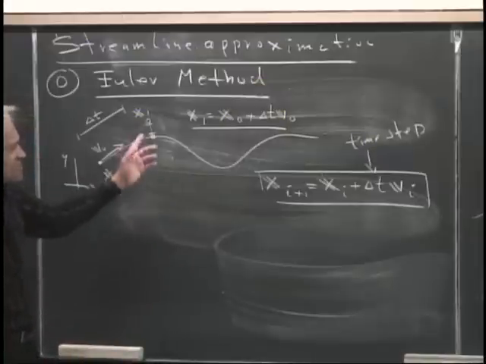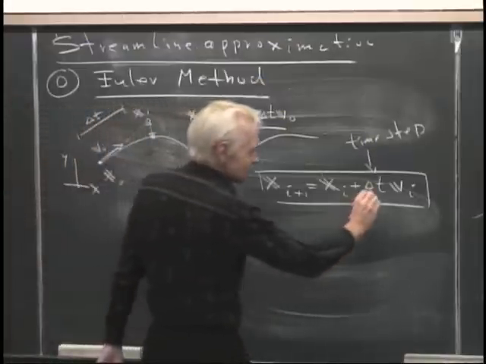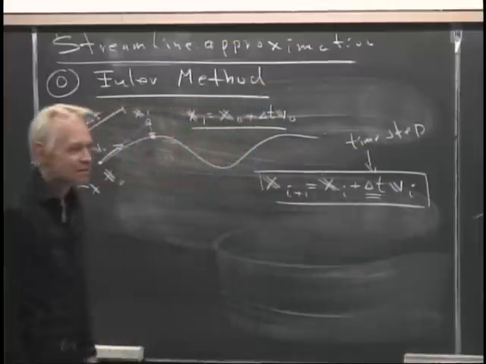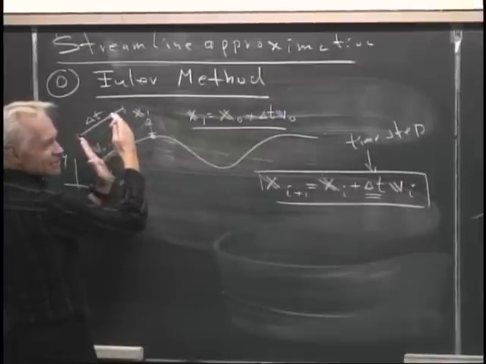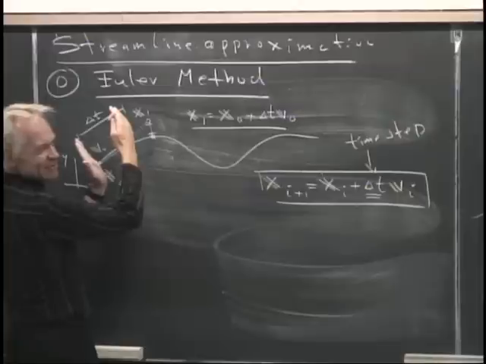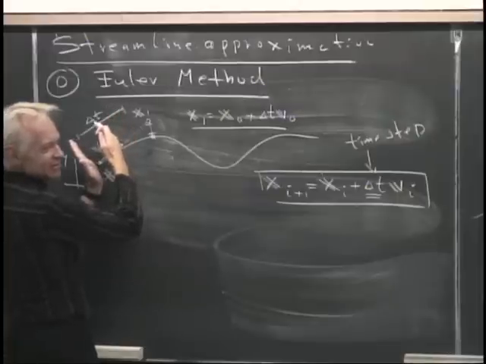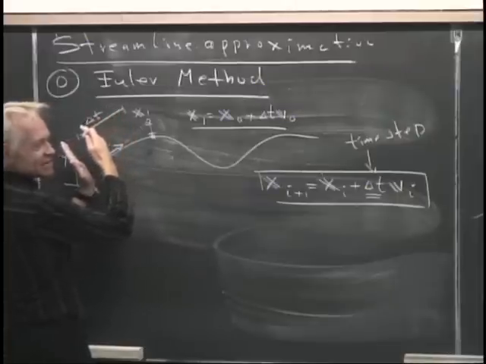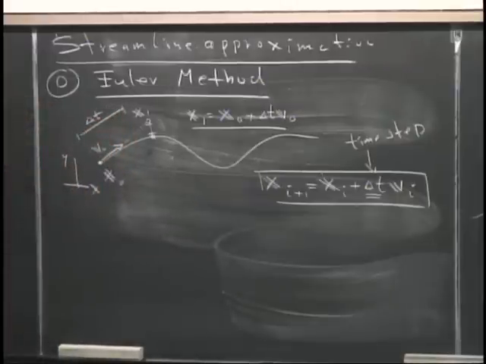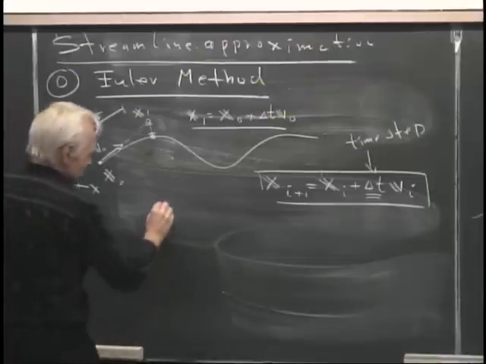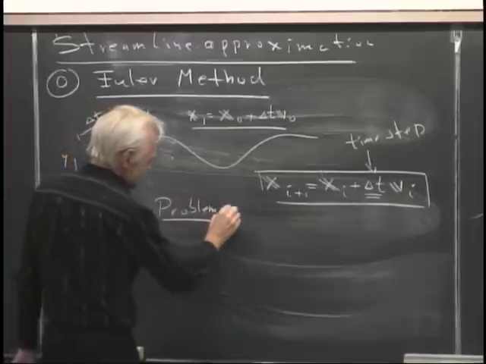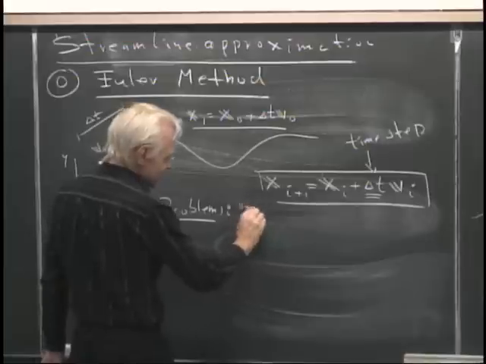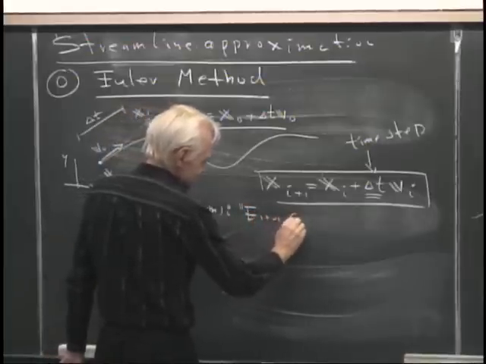But how can you reduce the error? Cut it in half. Is that good enough? Maybe, maybe not. If cutting in half isn't good enough, you go to delta t over 4, delta t over 8. When is it good enough? Problems. We have problems. The problem is error control. That's all I want to say, error control.